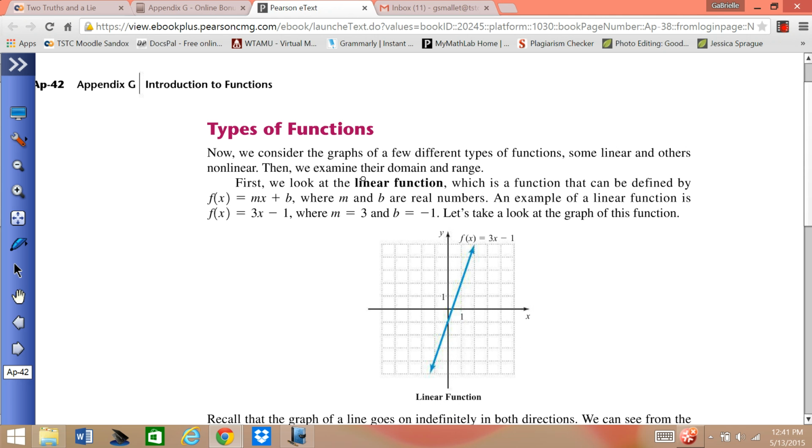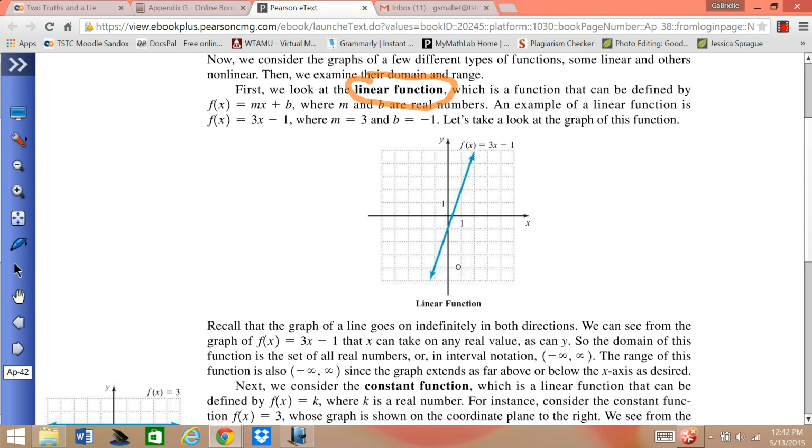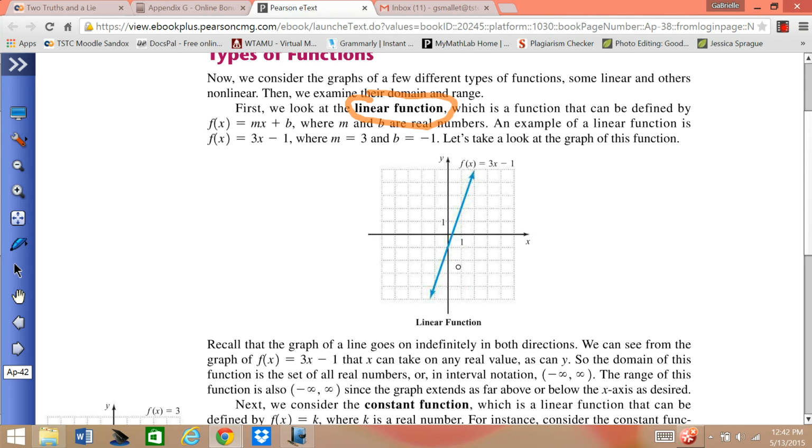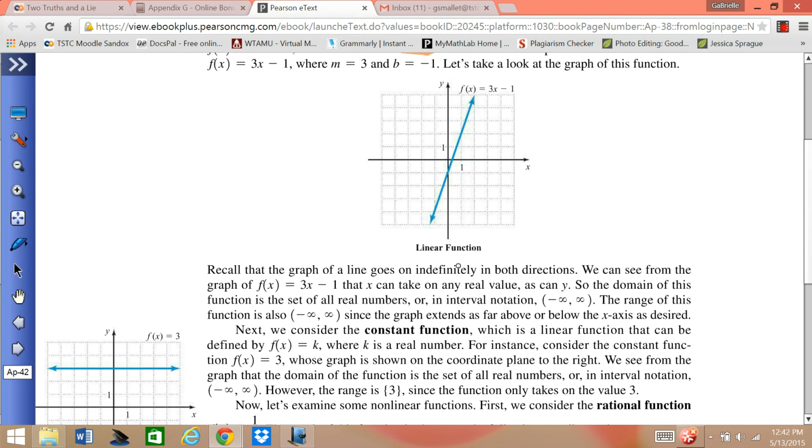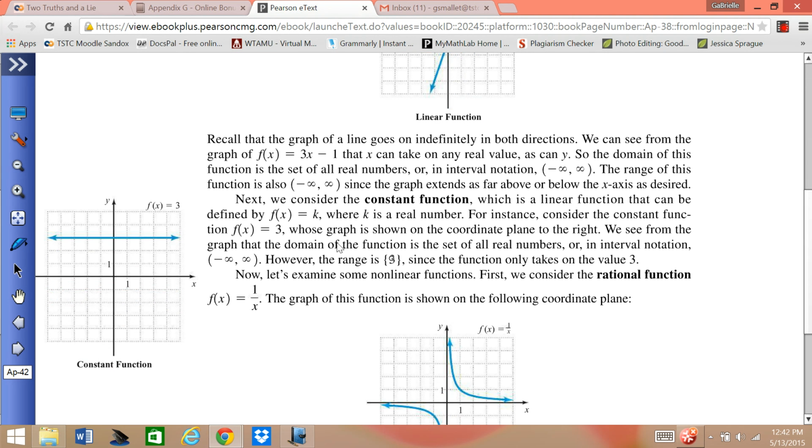The first one is identified as a linear function, and obviously the root word in linear is line. So a linear function will give you a line. Okay, so just like we learned how to graph, those are linear. We can also call those linear functions. Okay, so you do have right here the constant function. The constant function, that's talking about when you have a straight line right here. So when you have like a y equals equation, that's also known as a constant function.